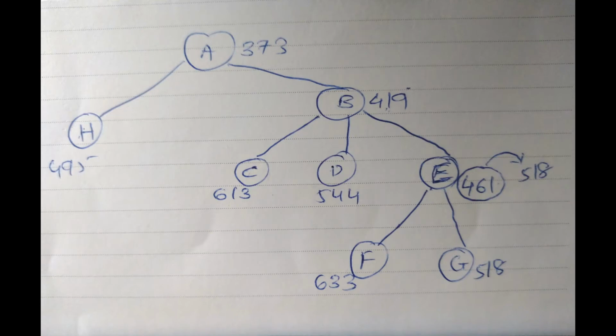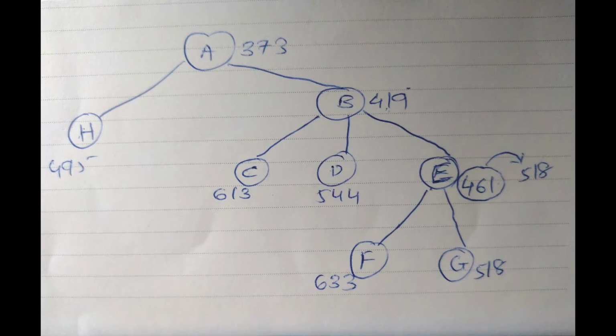The start node is A with F cost as 373. Suppose A generates successors H with F cost as 495 and B with F cost as 419. Since B has smaller F cost, it will be considered next. B gets expanded to generate C with F cost 613, D with F cost 544, E with F cost 461. Since E has smaller F cost, it gets expanded to give F with F cost 633 and G with F cost 518. So G has the smallest F cost among the two.